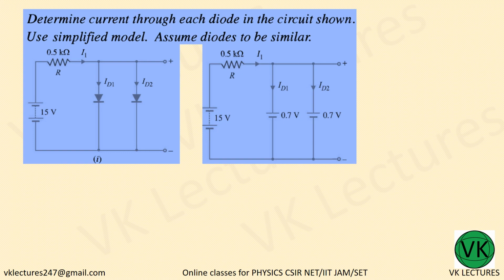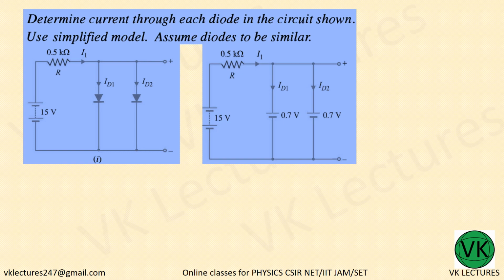That means they should have the same voltage across the diodes, and also the same resistance through the diodes. Now the question is, determine the currents ID1 and ID2. Now how to solve this?